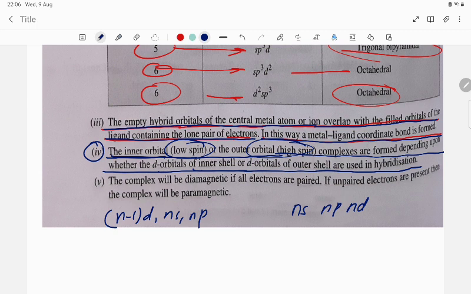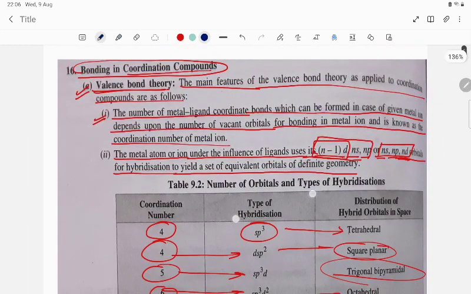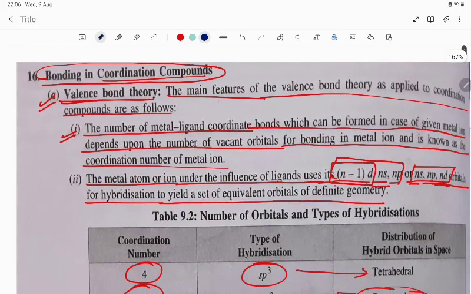So this is depending. The complex will be diamagnetic if the electrons are paired. If an unpaired electron is present, the complex will be paramagnetic. So these were the postulates of valence bond theory for coordination compounds, students.